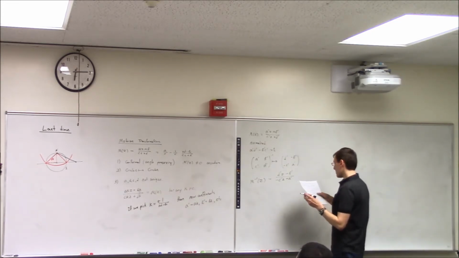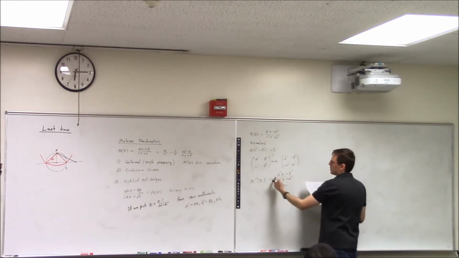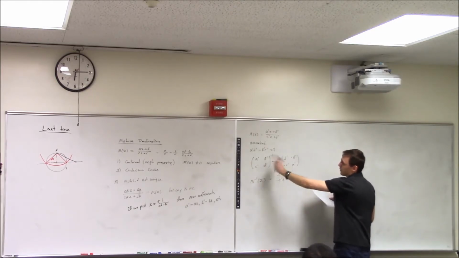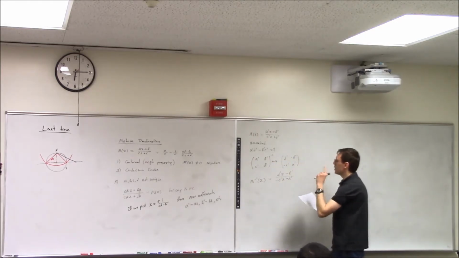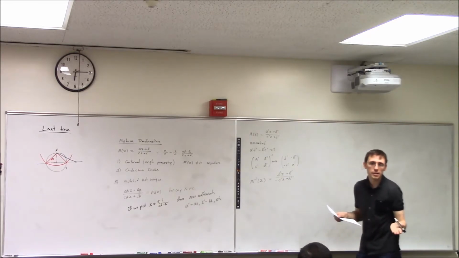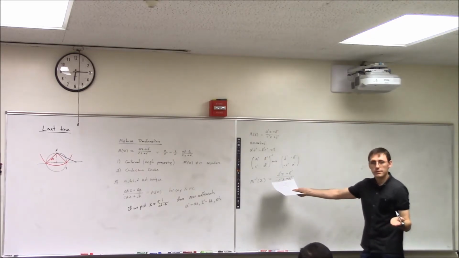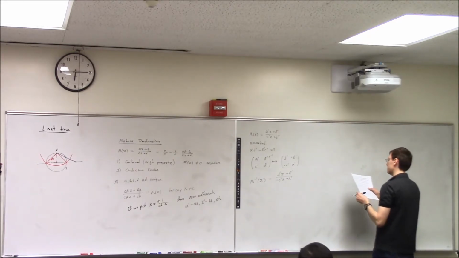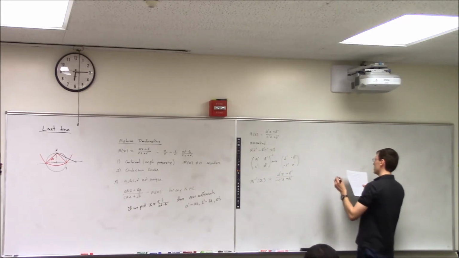So in general, if you just take the inverse of the matrix and disregard the determinant, you will always get the coefficients of the inverse Mobius transformation. Okay.